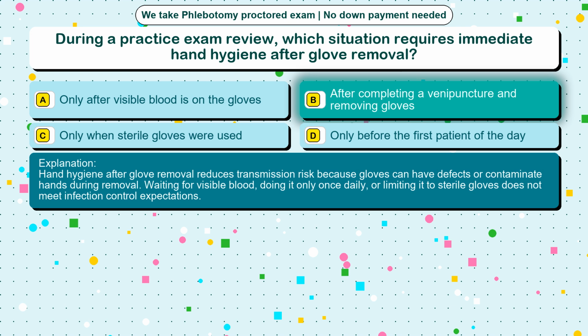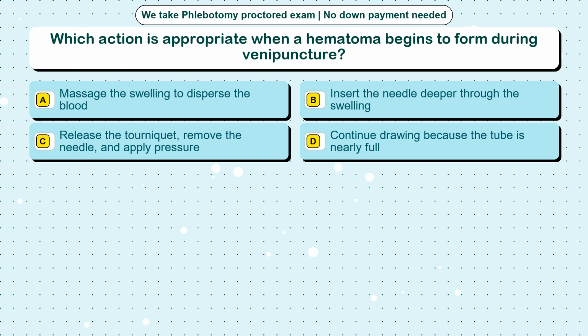expectations. Question 51. Which action is appropriate when a hematoma begins to form during venipuncture? Option A. Massage the swelling to disperse the blood. Option B. Insert the needle deeper through the swelling. Option C. Release the tourniquet, remove the needle, and apply pressure. Option D. Continue drawing because the tube is nearly full.